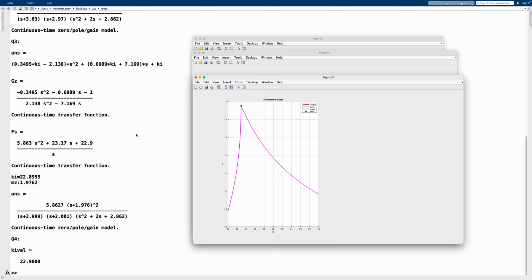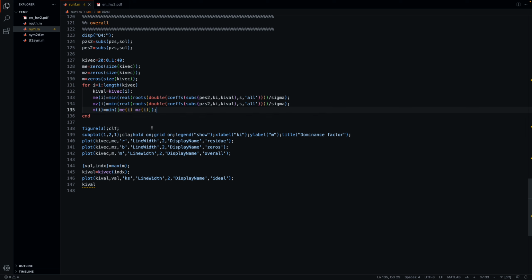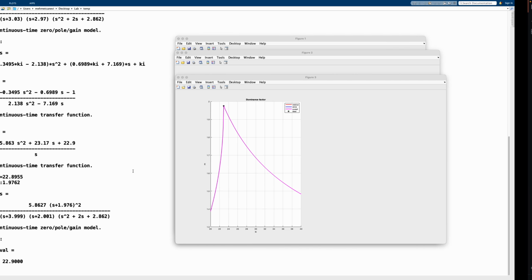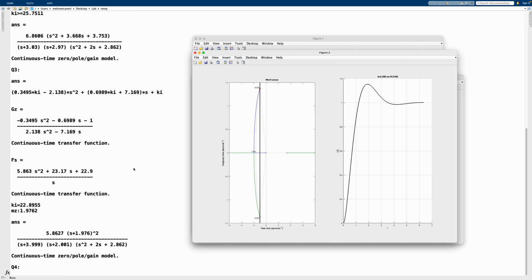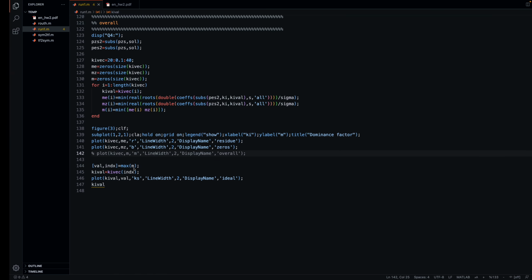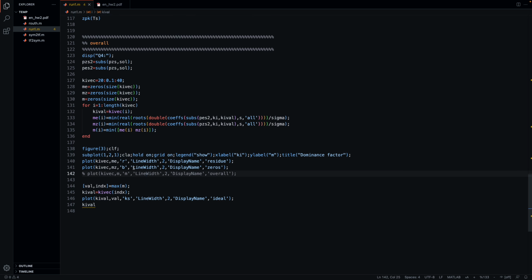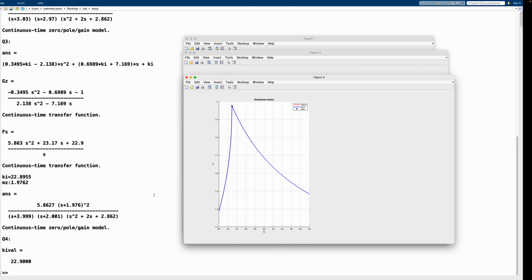Yeah, but don't plot this one here. I guess I'm missing something, but I'm not quite sure. Because where's the red one? Why am I not seeing it? We have hold on, grid on. Let's plot only ME here.